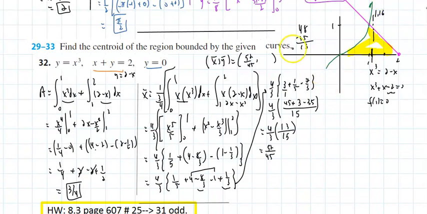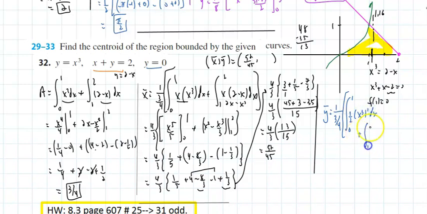Okay, and the y bar, well, let me set that up for you. How does that work? If you want to figure out what y bar is, y bar would be 1 over, again, 3/4 times the integral, and it's going to be from 0 to 1, and it's simply 1/2 x cubed squared dx plus the integral from 1 to 2 of 1/2 2 minus x squared dx, and you could finish that problem off, and there it is.